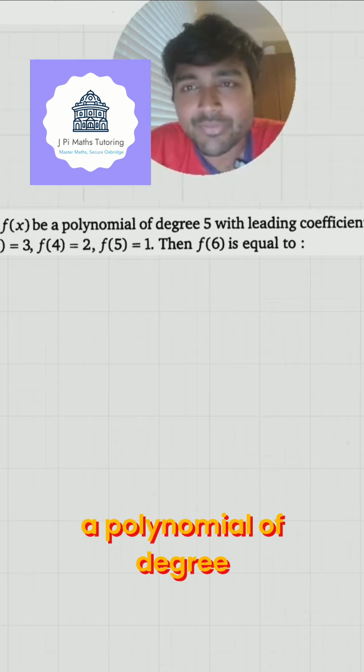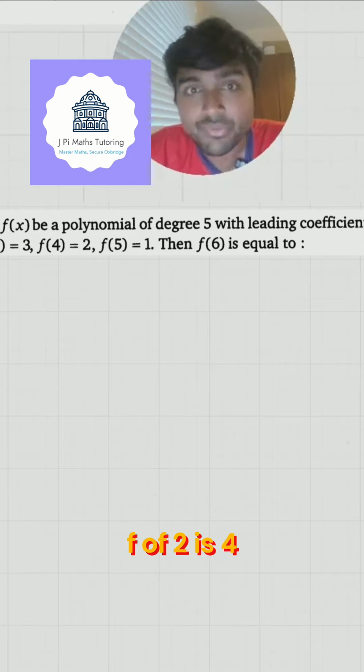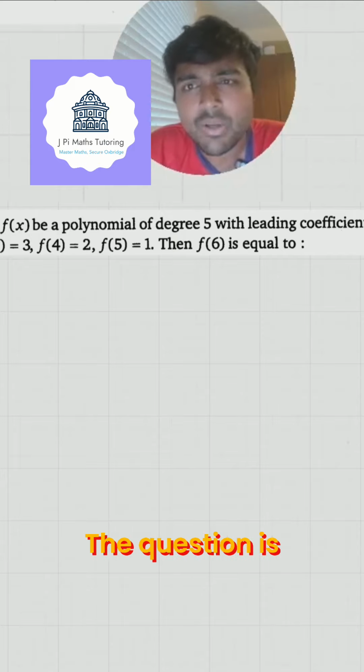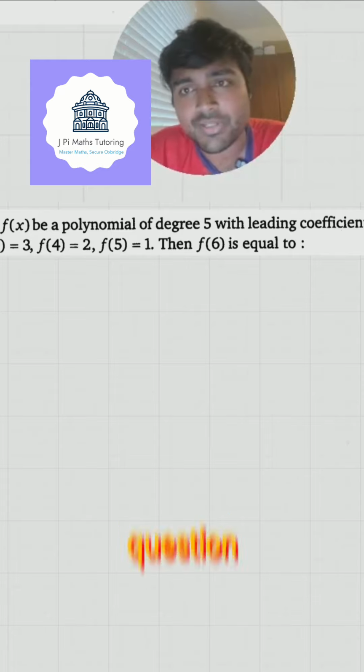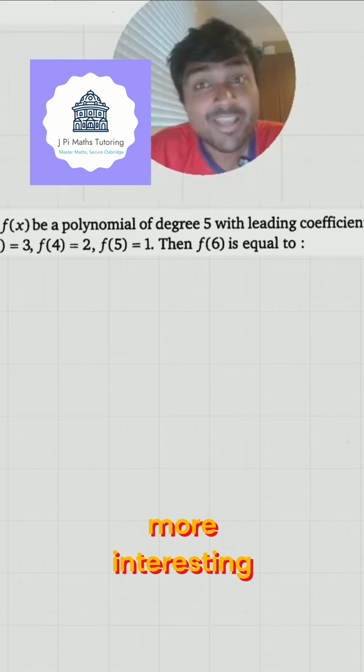f of x is a polynomial of degree 5 with a leading coefficient unity such that f of 1 is 5, f of 2 is 4, f of 3 is 3, f of 4 is 2, f of 5 is 1. The question is, what does f of 6 equal to? This was actually a multiple choice question, but I've gotten rid of the options just to make this slightly more interesting. Do have a go at this problem.